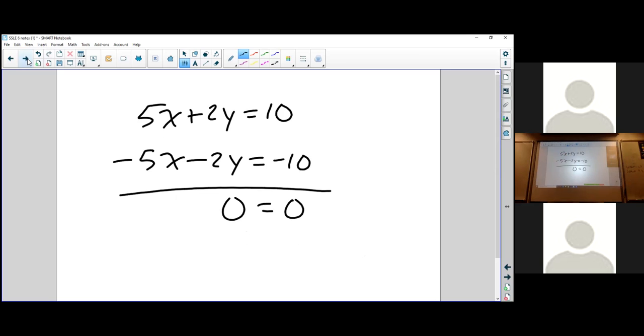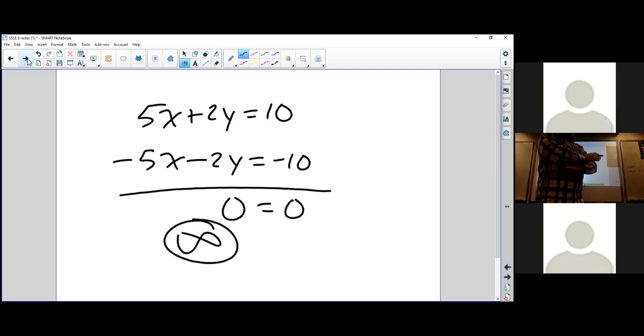Is 0 equal to 0? Yeah, this week it is, I think. That's an infinite, yeah, infinite solutions. Same line. If you graphed them, they'd lie right on top of each other. Okay?